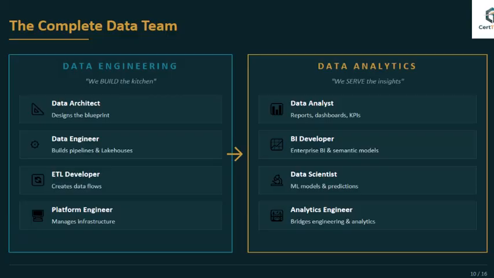The data architect designs the blueprint. Data engineer builds the pipeline and lakehouse. ETL developer creates the data flows, whereas the platform engineer manages the infrastructure. On the right side, the data analyst creates the reports and dashboards. BI developers build the enterprise-grade semantic models. Data scientist creates the ML predictions, and analytical engineers bridge the gaps between both sides. Data flows from left to right. Engineers build, analysts serve. Both halves are essential. You can't have one without the other.